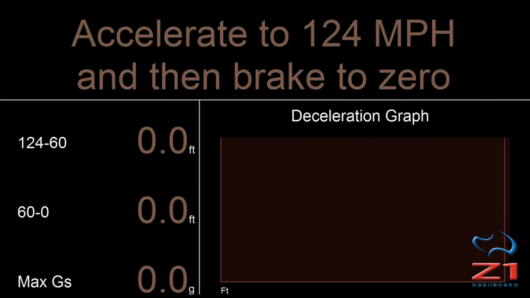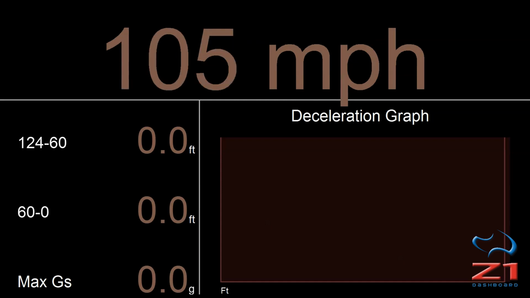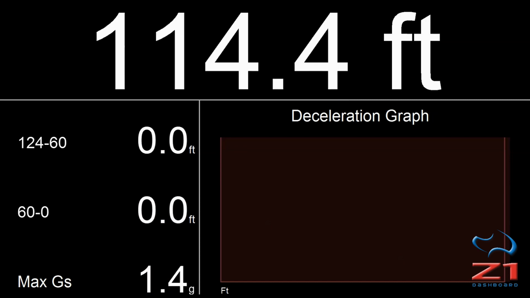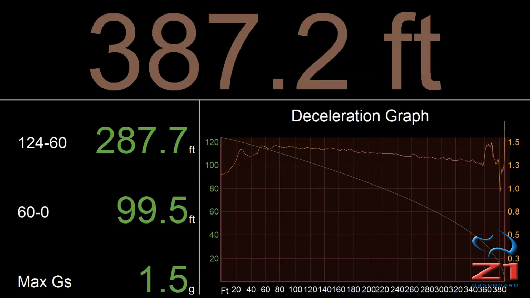And then the deceleration dash number 2. This is similar to the deceleration dash number 1, but the results get graphed out on the graph here on the right. Again, accelerate to over 124 or 200 kph, brake as hard as you can, and you get your graph right here, along with the g-forces graphed out on the same graph.